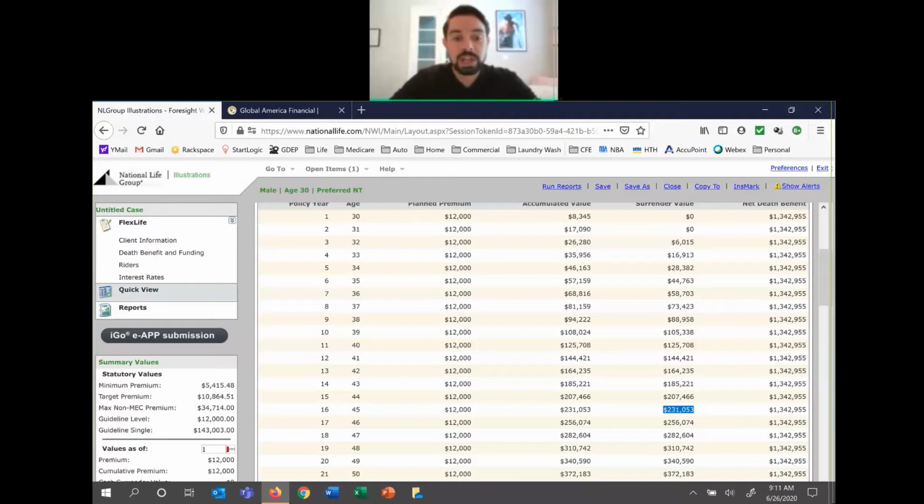So if we look at those numbers, let's look 4 years after that, once you graduate college, was this year 20, because now the child is 22. Look at the cash value here. So over this 5-year time frame, your cash value grew from $231,000 to $340,000.